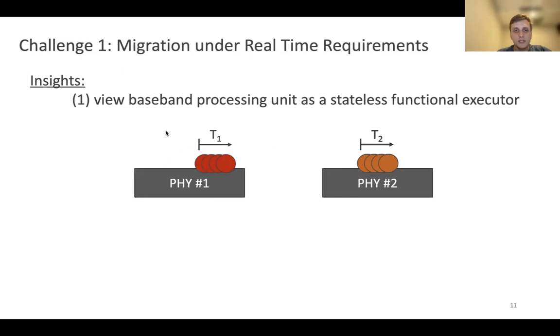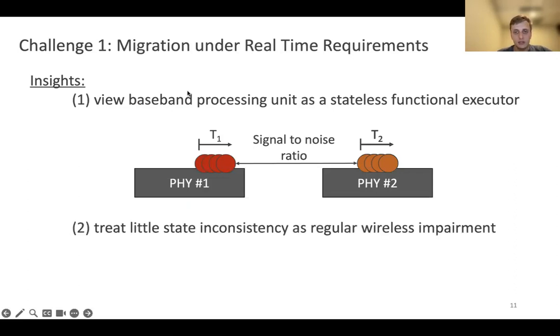Now, what I mean by almost is that in real baseband processing systems, there is a little bit of state carried between the windows. One example of this is the cumulative average of signal-to-noise ratio, which is computed across multiple time windows. Here, we rely on another interesting observation, that such small state inconsistency does not introduce more errors than regular wireless impairments, which all cellular networks are designed to handle.